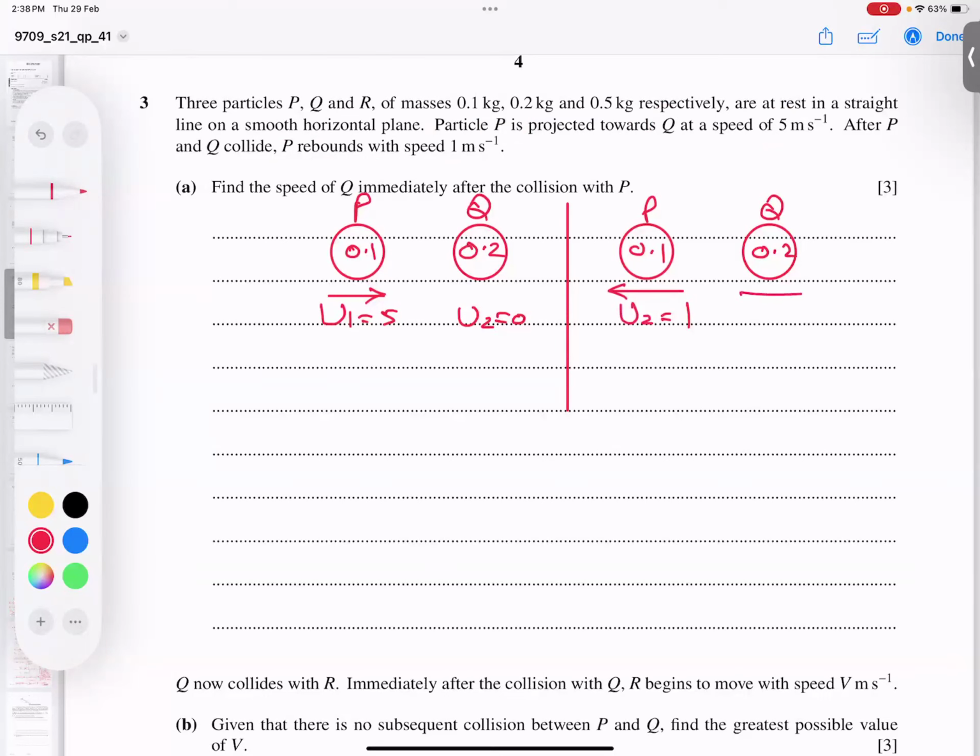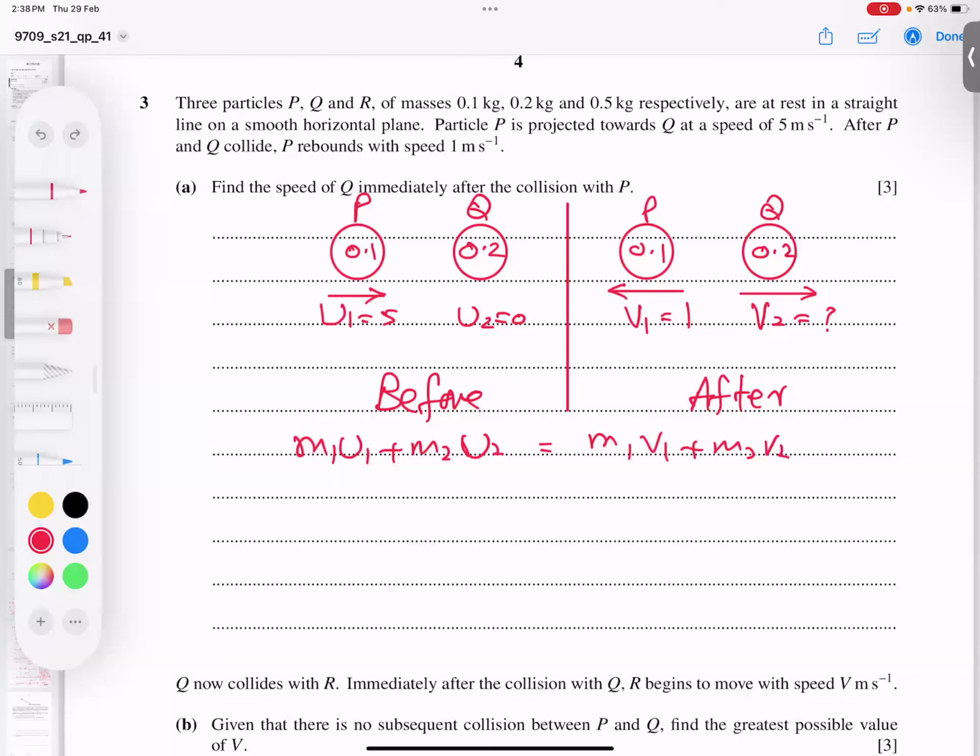And Q will naturally go away. Sorry, there's a V1. So V1 is here, and V2 I need to find. So find the speed after collision of Q. Naturally, this is before collision, and that is after collision. So let's use M1 U1 plus M2 U2 is equal to M1 V1 plus M2 V2.